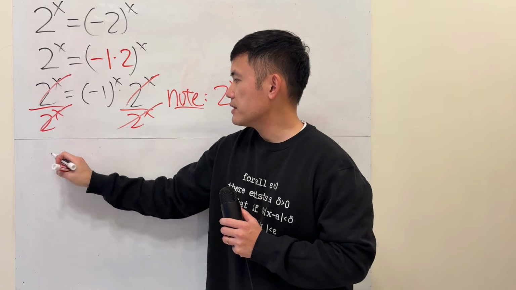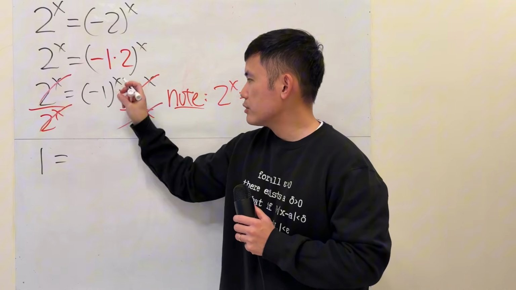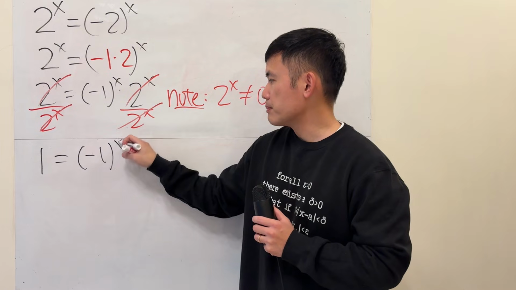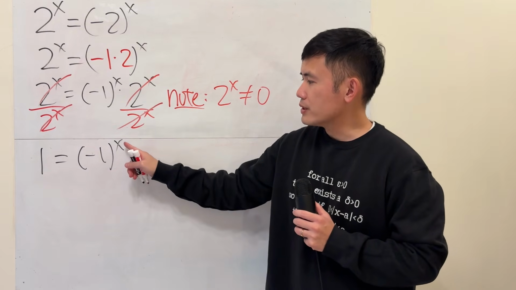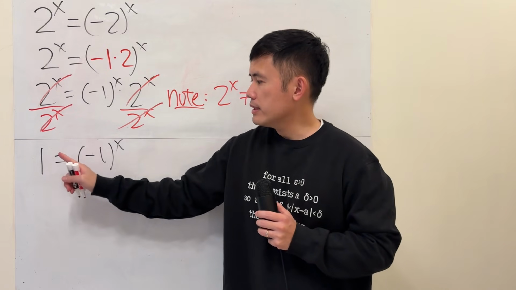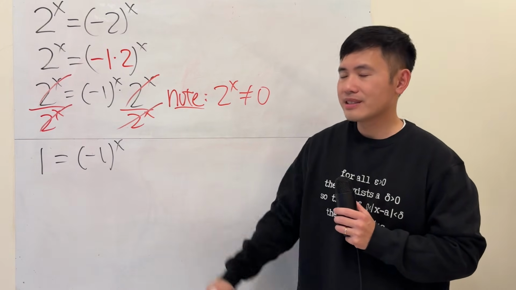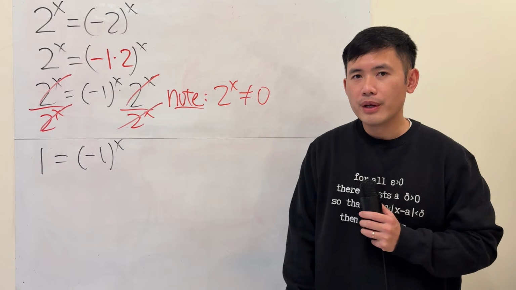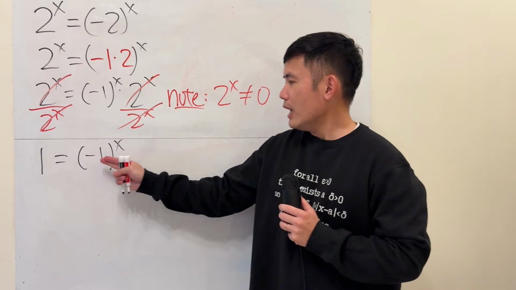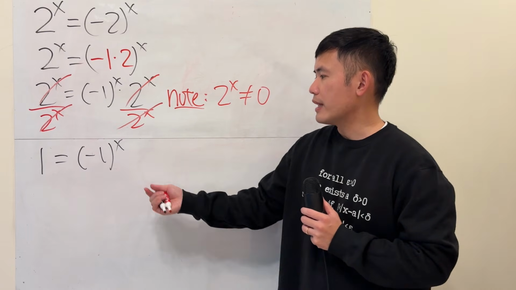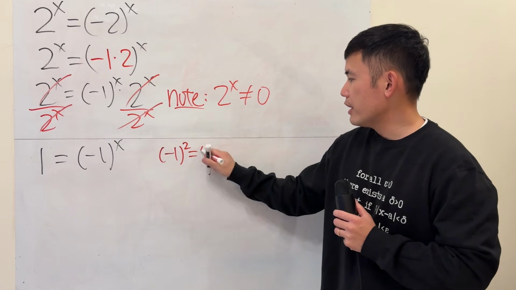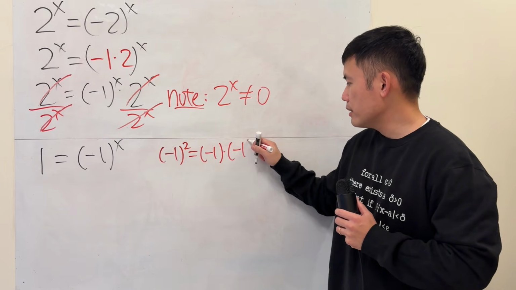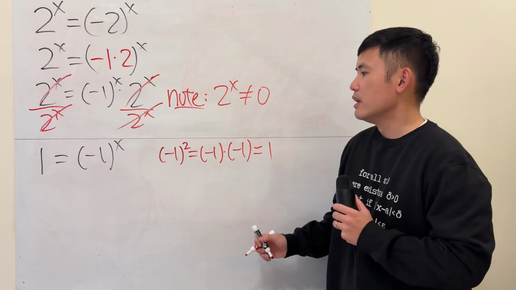So this right here gives us 1. And this right here is -1 to the x power. Now the question is, -1 to some power equals 1. What's x? How is this possible? Well, think about it. If we have -1 in the parentheses and square that, this means we have -1 times -1. Of course, that's +1. So it works.